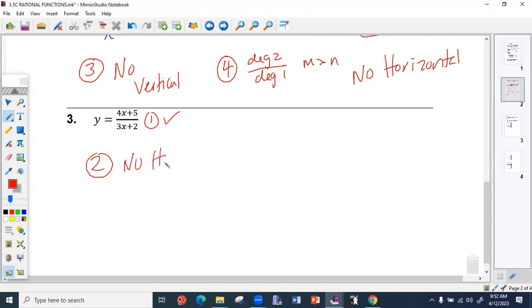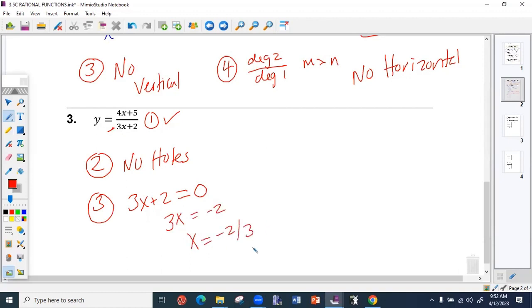No, no holes. Step 3 is your denominator. And is there something in my denominator? Yes. So I'm taking 3x plus 2 and setting it equal to 0. So 3x plus 2 equals 0. I end up with 3x equals -2. So x equals -2/3 is a vertical asymptote.